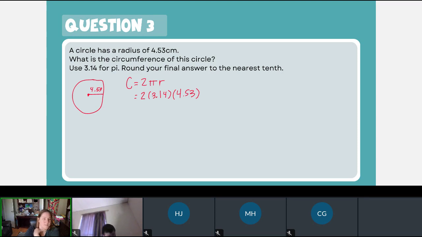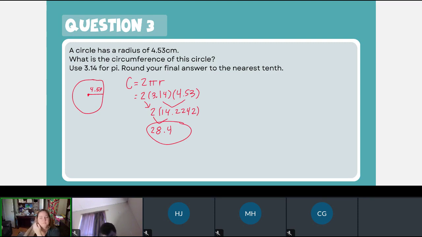And when we multiply these two numbers, because they're in parentheses, that gives us 14.2242. Let's put that in parentheses because now we need to bring this 2 down and multiply that number by 2. Okay, that would give you 28.4 if you round it. Circle that. That would be your answer for number 3.